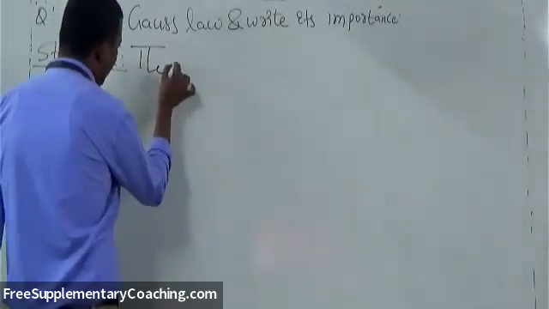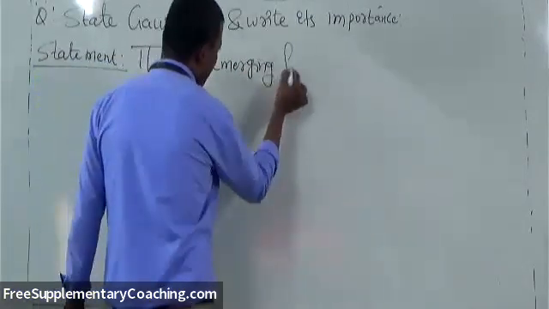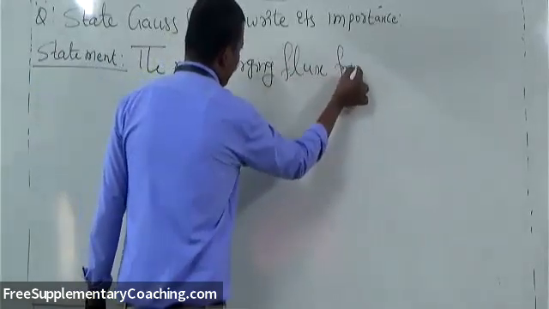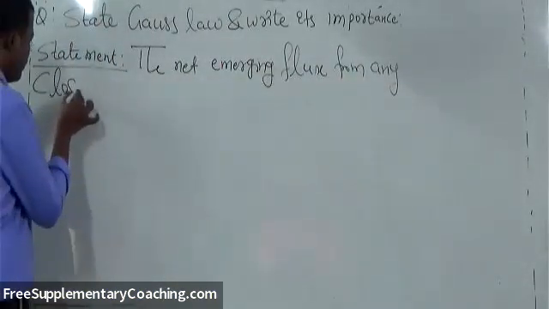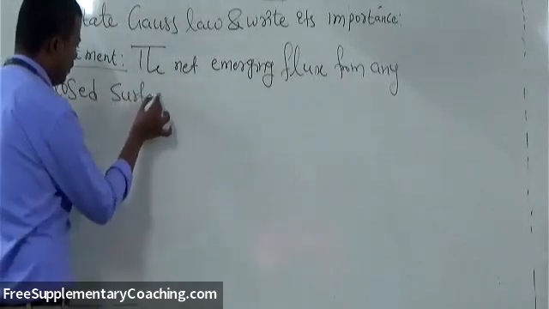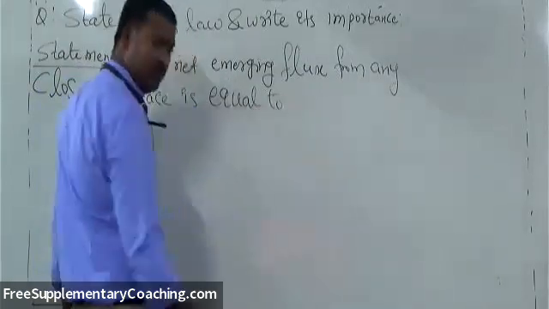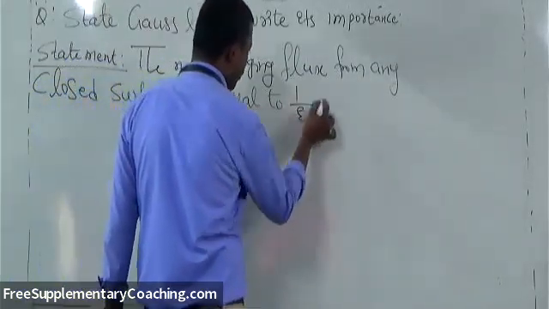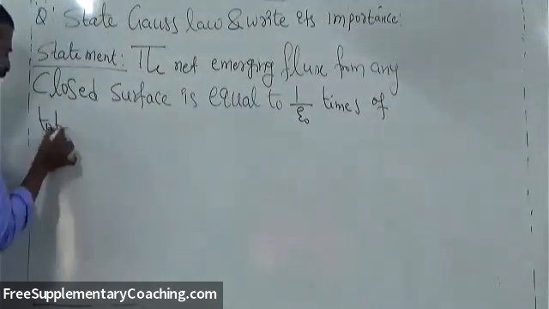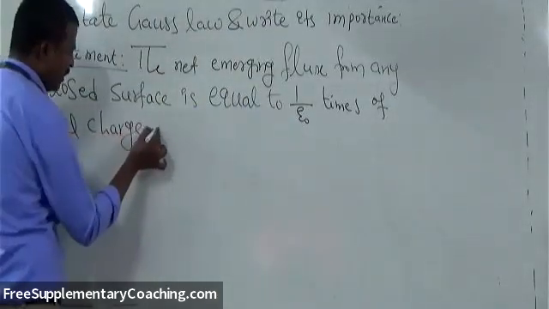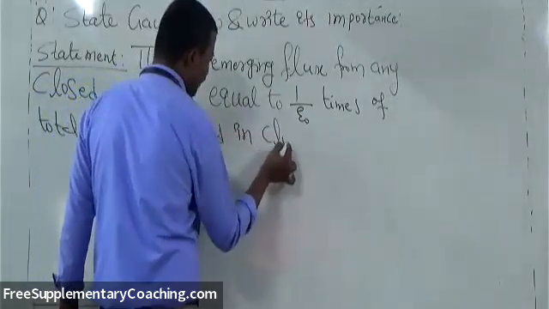The net emerging flux from any closed surface is equal to 1 by epsilon naught times the total charge enclosed in the closed surface.